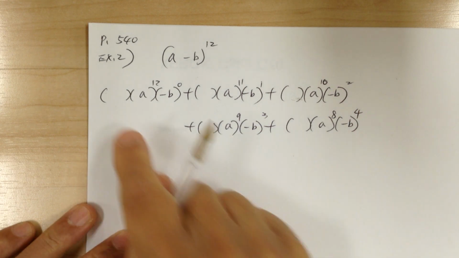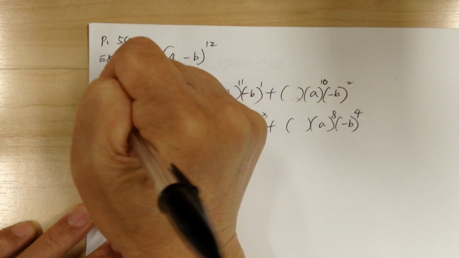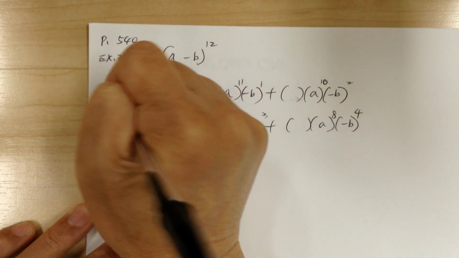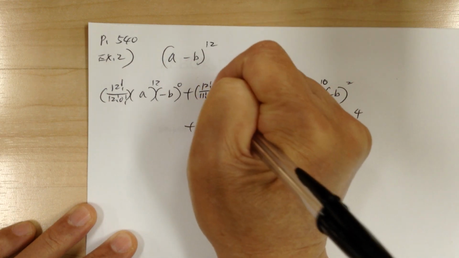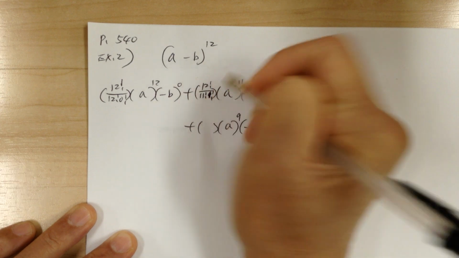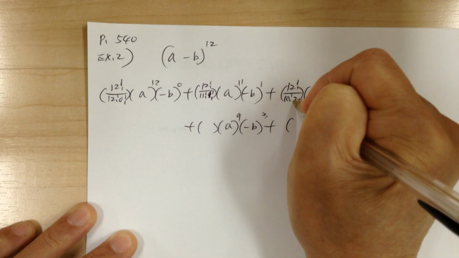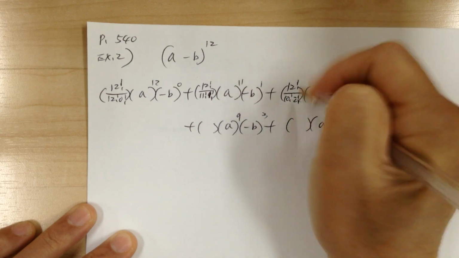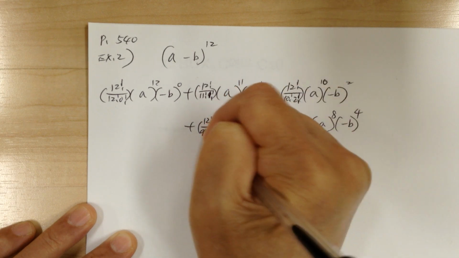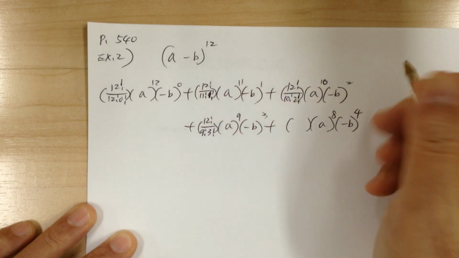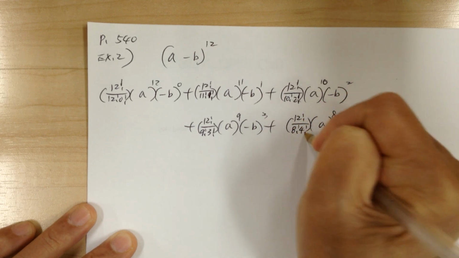Okay? The next step is how to figure out your coefficient. So the total goes on top, and this goes on the bottom. This one would be 12 factorial over 11 factorial, 1 factorial. This would be 12 factorial over 10 factorial, 2 factorial. And this would be 12 factorial over 9 factorial, 3 factorial. And this would be 12 factorial over 8 factorial, 4 factorial.